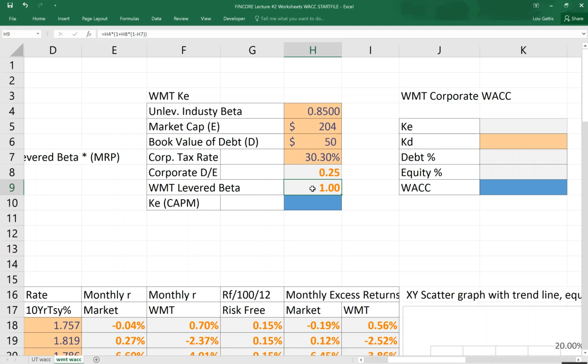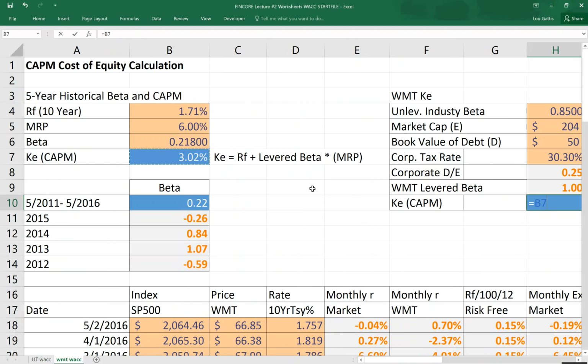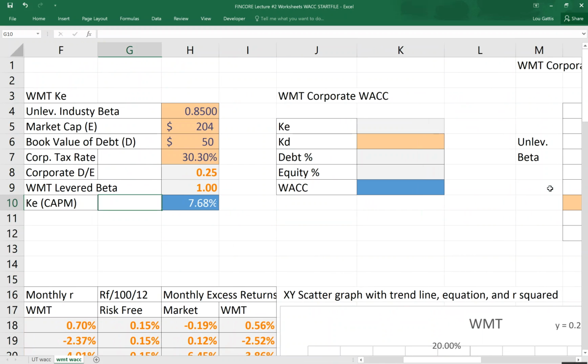And I get a beta of 1, which actually makes more sense to me. Walmart is almost as big as the economy anymore. Now I can calculate the cost of equity using CAPM with a beta of 1. Risk-free rate plus beta times the market risk premium. That gives me a cost of equity of about 7.68%.